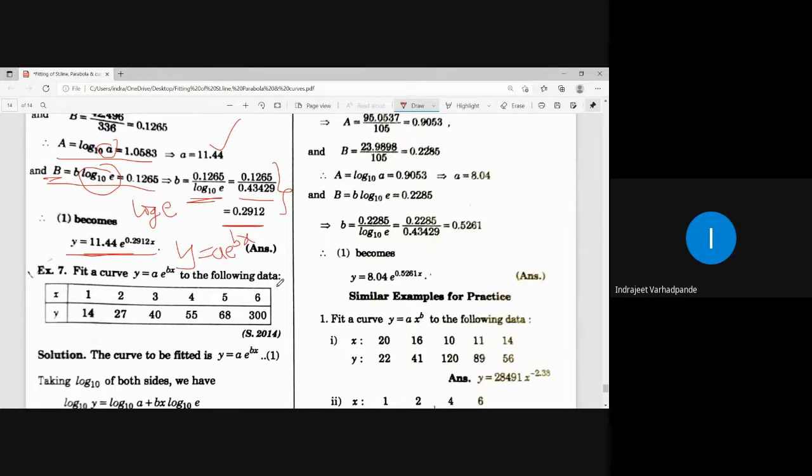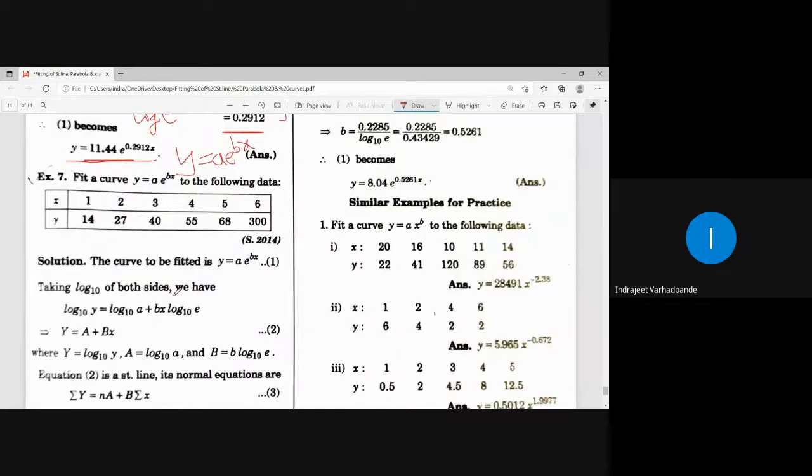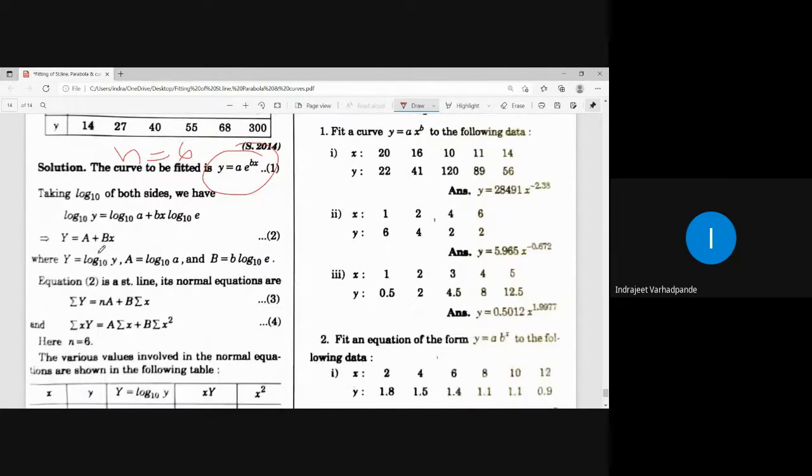Again, for practice, this is a question given to you. Number of observations n is equal to 6. This is also an exponential curve. Y is equal to capital A plus capital B into x. Capital B is small b into log e to the base 10. If you want to remove this confusion, then calculate the value for log e to the base 10. The value for log e to the base 10 by change of base will be log e upon log 10.